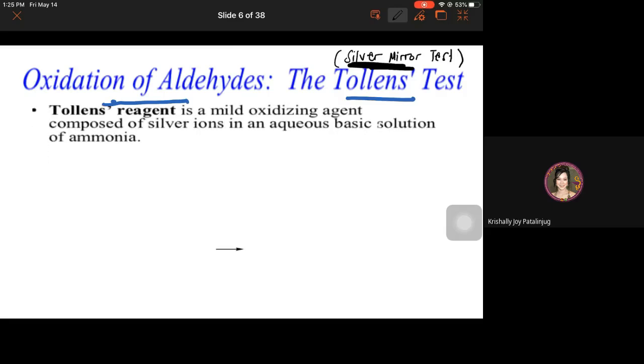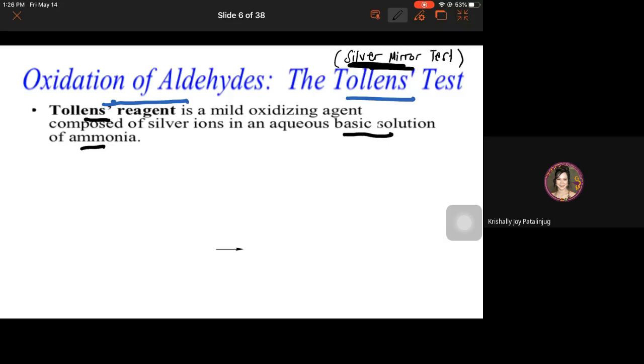So for this reaction, it uses of course a Tollens reagent. The Tollens reagent is already prepared. You don't need to add anything to form the Tollens reagent. It is already prepared. It contains silver ion in an aqueous basic solution of ammonia. So the environment is basic because of the presence of ammonia.